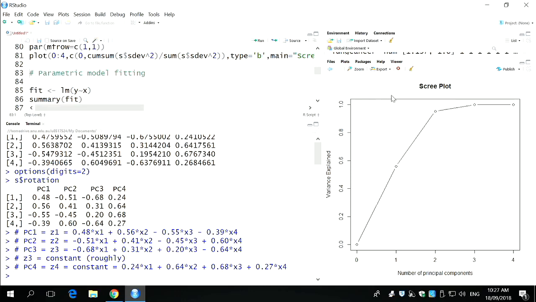Yeah, so you run prcomp. Step 1, standardise your data. Step 2, run prcomp. Step 3, look at the scree plot. Use that to decide how many principal components you need. Step 4, look at the rotations and work out what they are. Step 5, go and sit in the corner and cry because they don't make any sense. Okay, that's generally what happens.